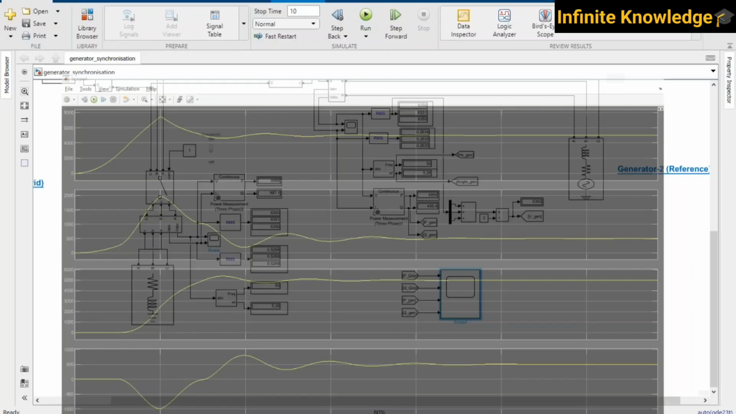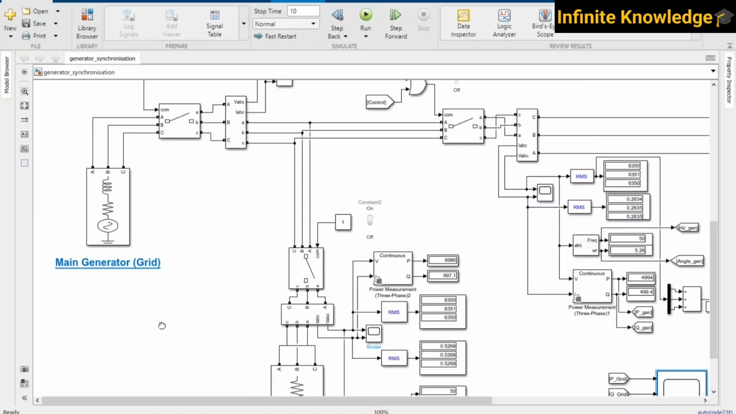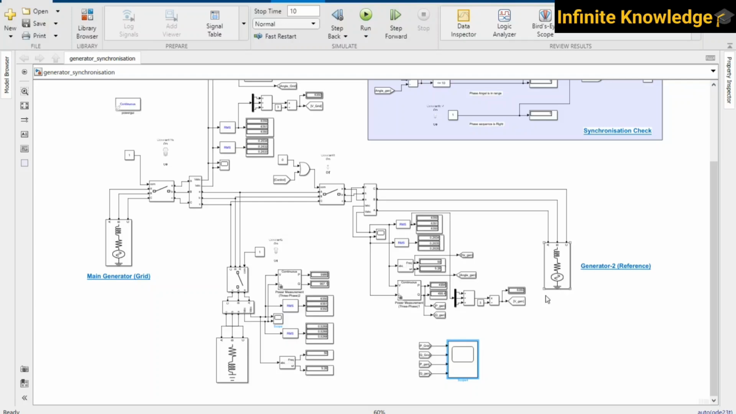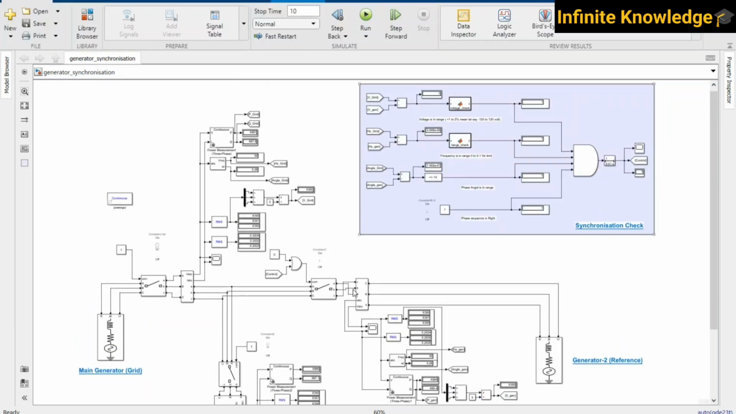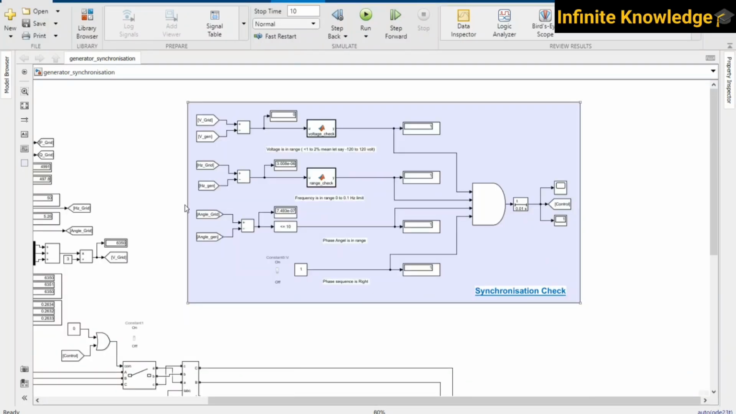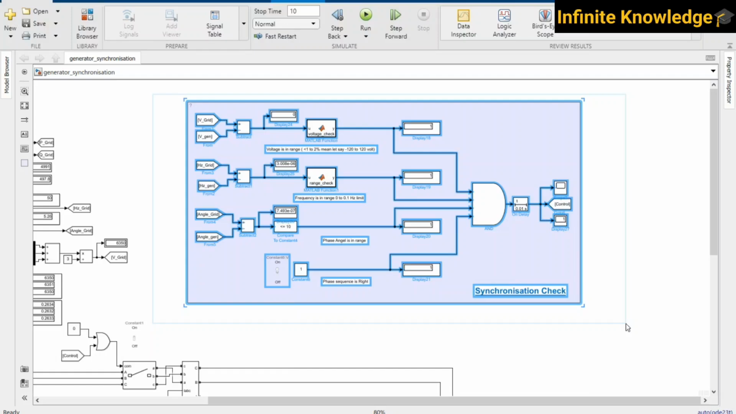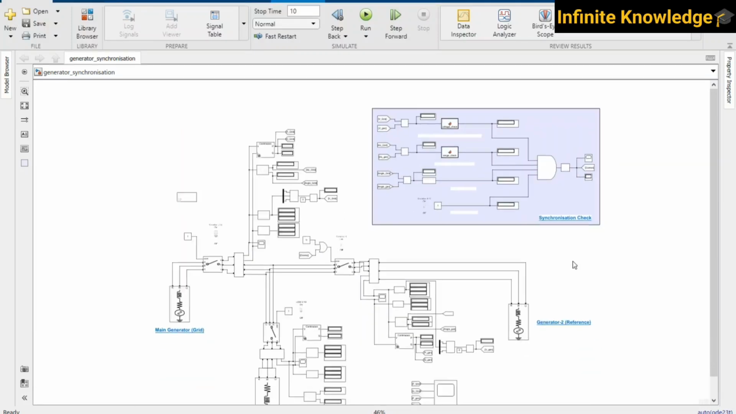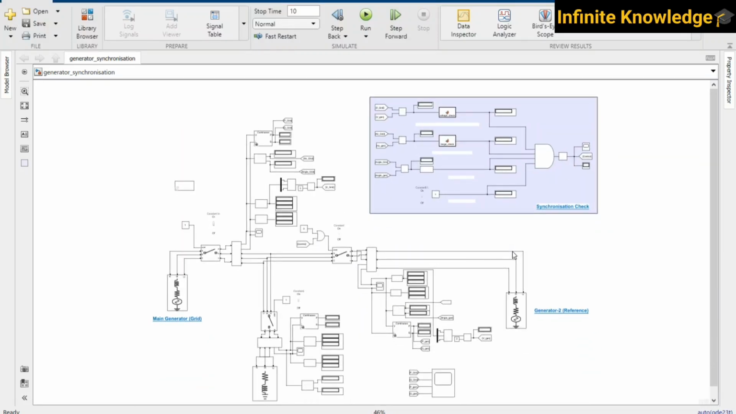And this is how we can synchronize the generator with the grid, and how satisfactorily it is working. And these are the parameters that we have to check whenever we have to synchronize any generator with the grid in the power station. Thank you.